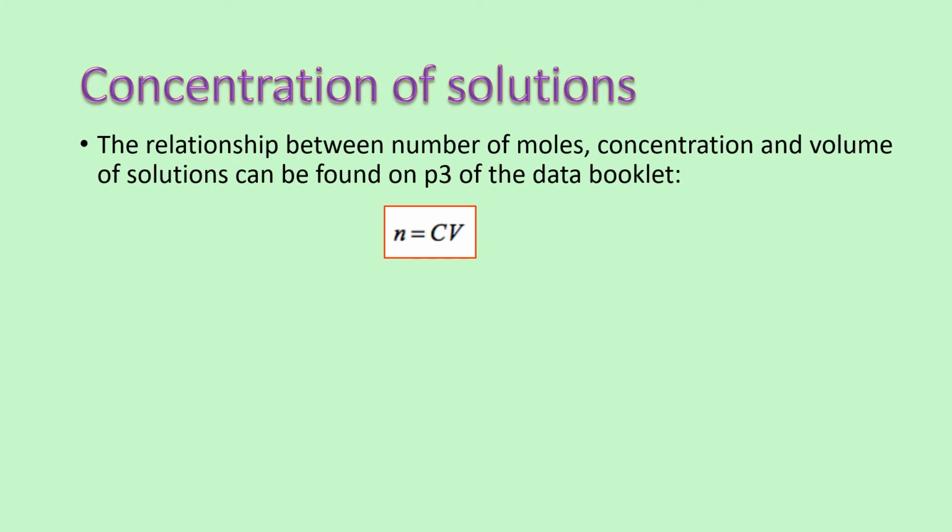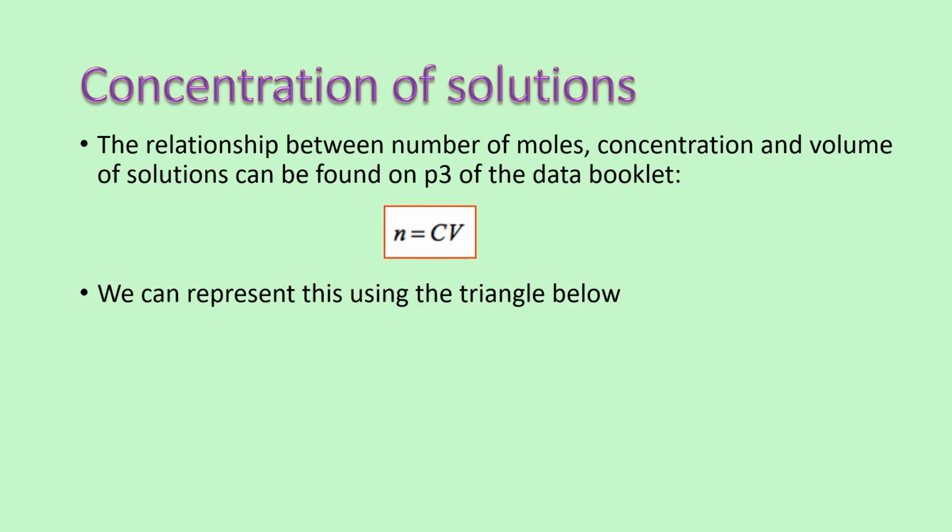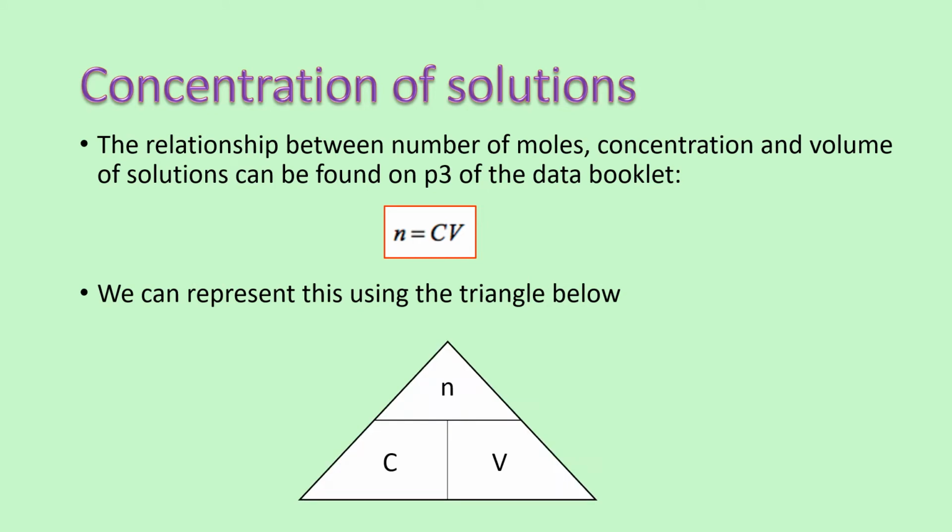Now that we've learned what concentration of a solution means, we can connect together the number of moles of solute, the concentration and the volume of a solution. The relationship between these can be found on page 3 of our data booklet and is shown on the screen as n = CV. Now we can represent this in the triangle that's shown below.